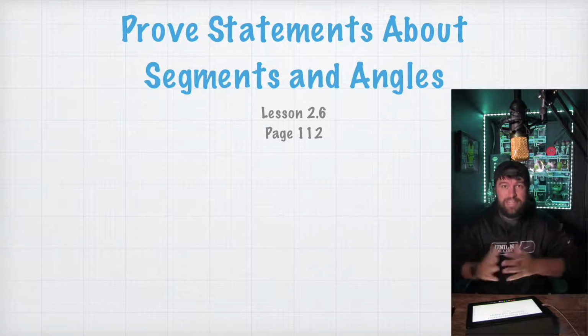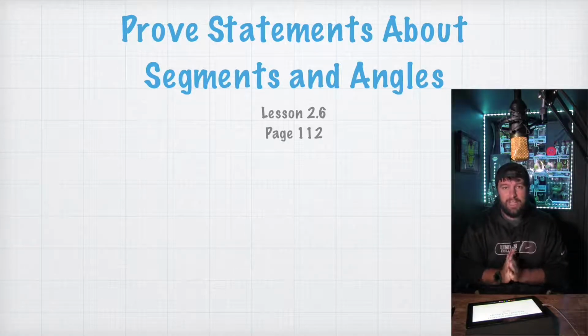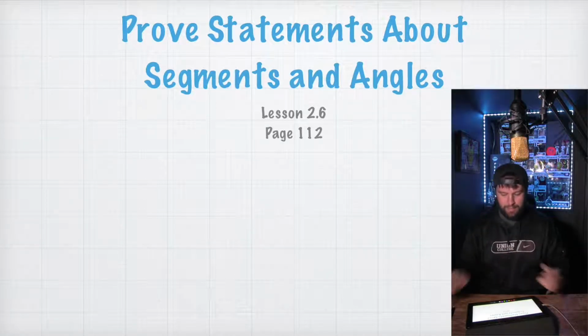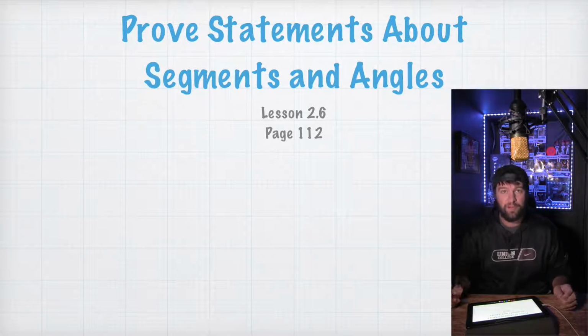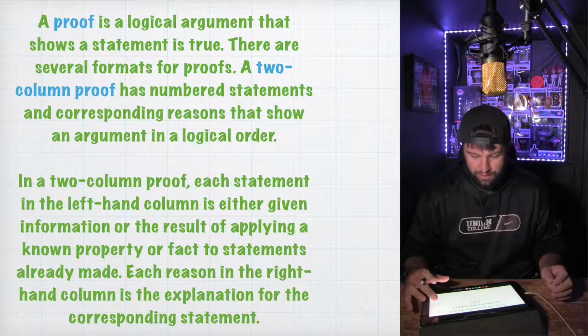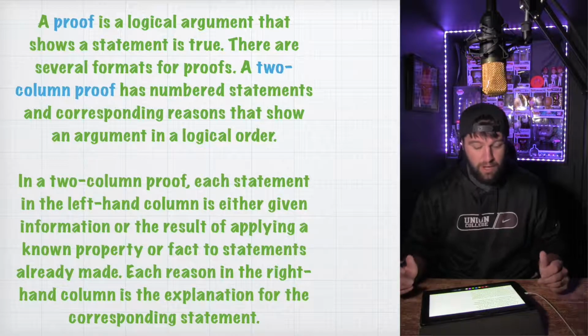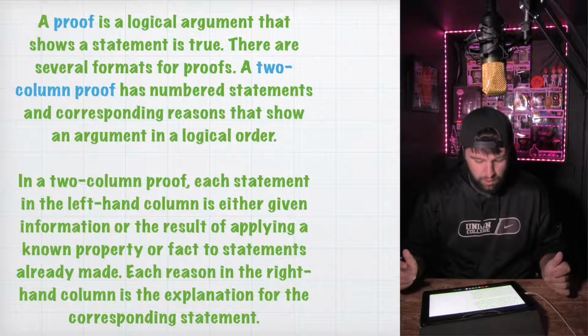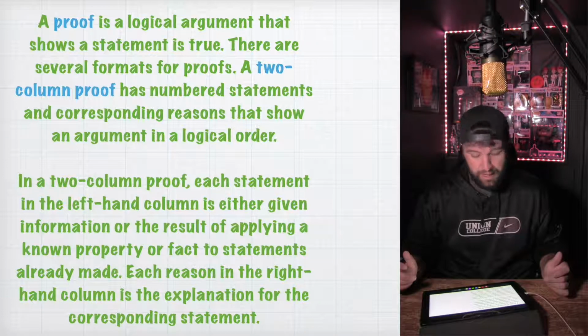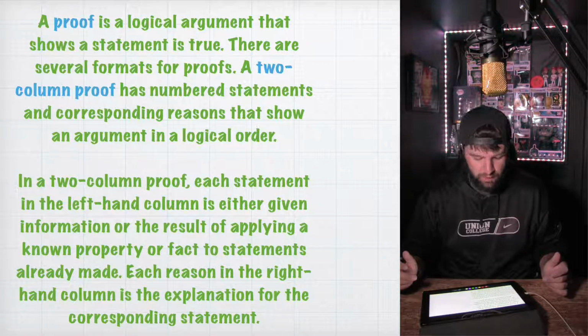Alright guys, so today we're going to be covering lesson 2.6 and we're going to learn how to prove statements about segments and angles. This is page 112 if you're following along in the book I'm teaching out of. So, let's go. A proof is a logical argument that shows a statement is true. There are several formats for proofs. A two-column proof has numbered statements and corresponding reasons that show an argument in a logical order.